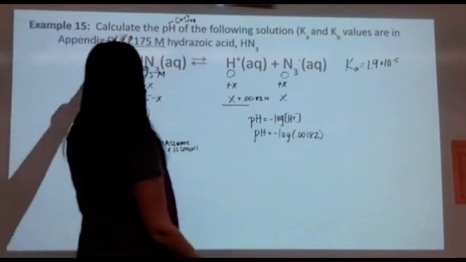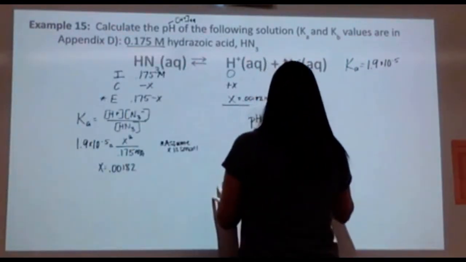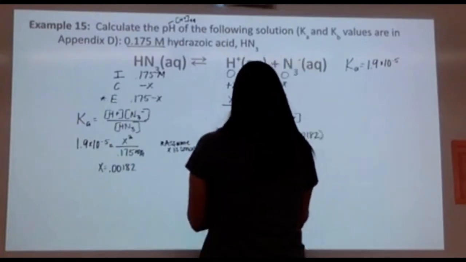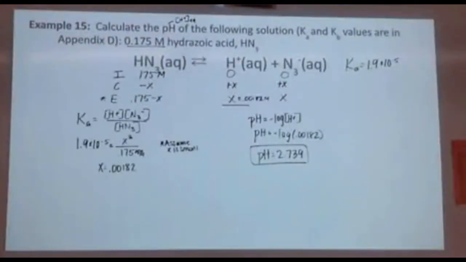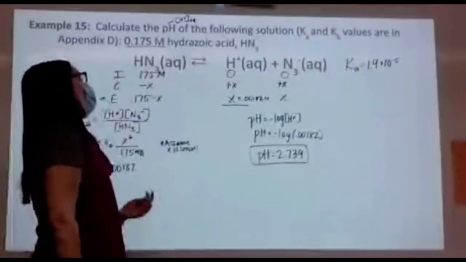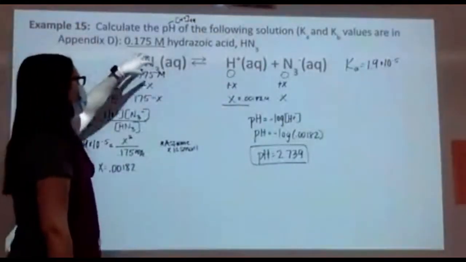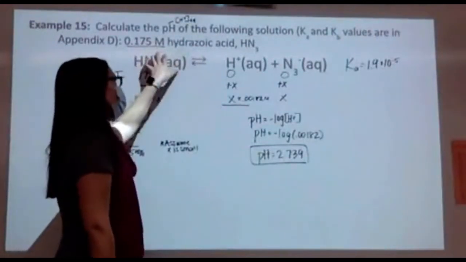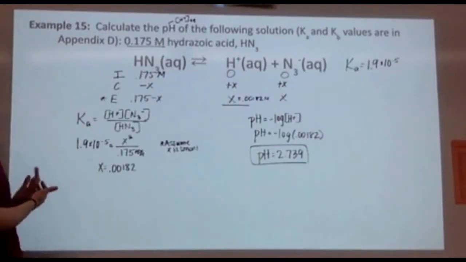2.739. If we do 3 sig figs based on this, pH is 2.739. So notice that it's a little bit different for weak acid. Last week, when we looked at strong acids, we just used the concentration of the acid, but that's because it completely ionized. When you're at equilibrium, it's at equilibrium between the acid and the ions, so you have to use an ice table. So if you want pH, just remember that that's the H plus concentration.